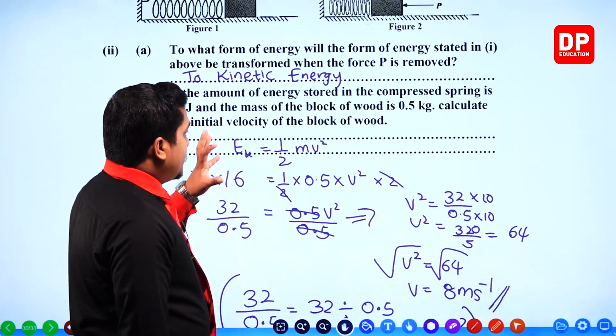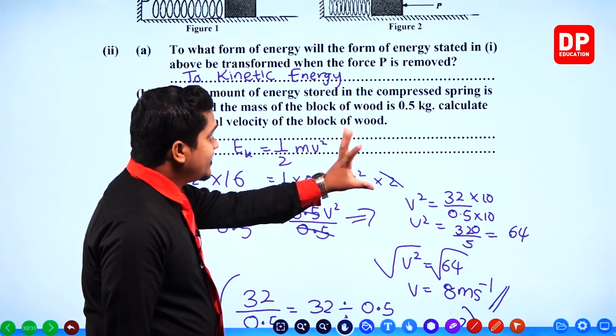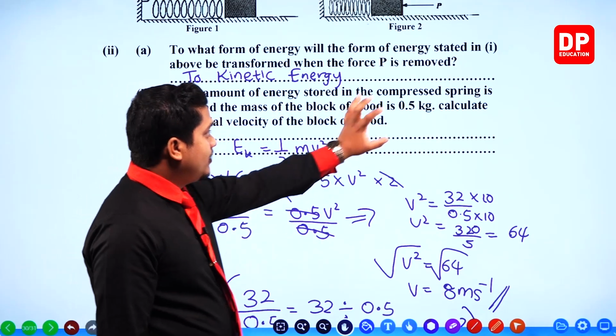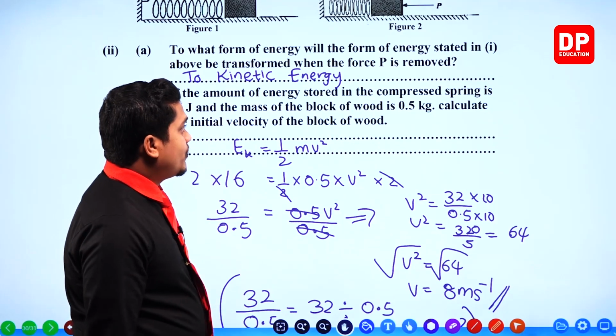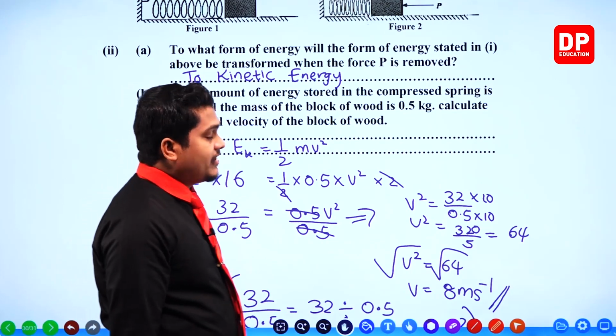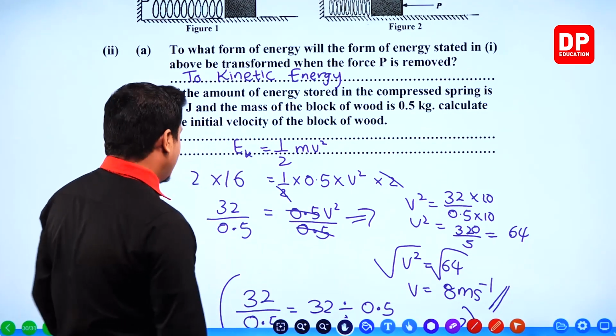Because of the force P, energy is getting stored within the spring. That energy is given as 16 joules. Then the mass of the wooden block is given as 0.5 kilograms. Then we can calculate the velocity by using the half mv squared formula. Right? Okay, then the next question.